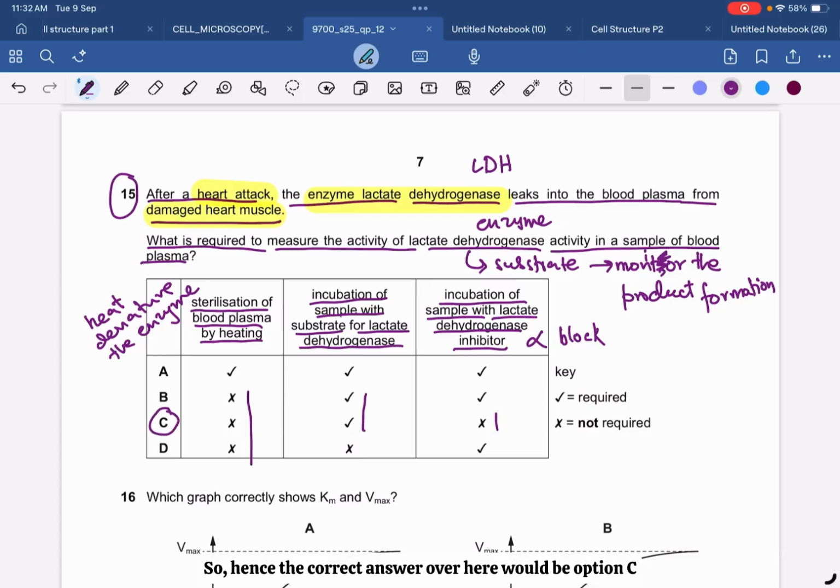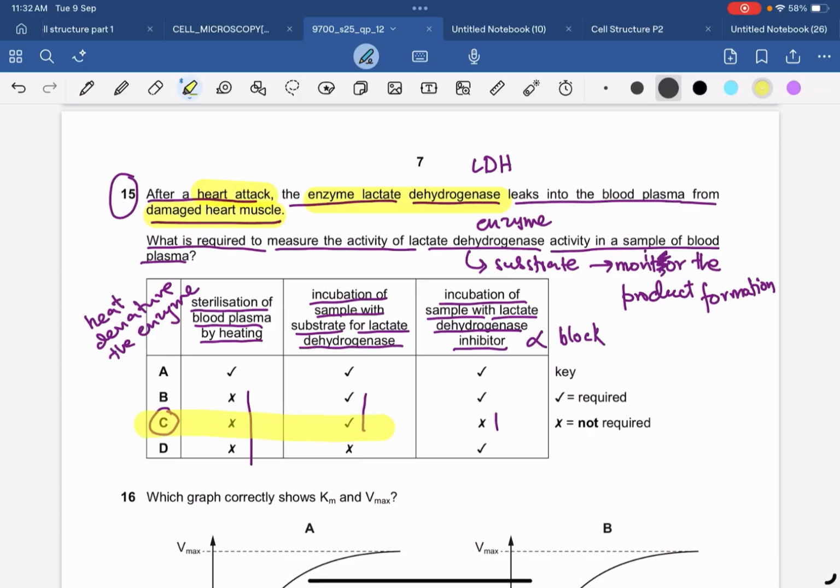So hence the correct answer over here would be option C. I hope that this is clear to all of you.